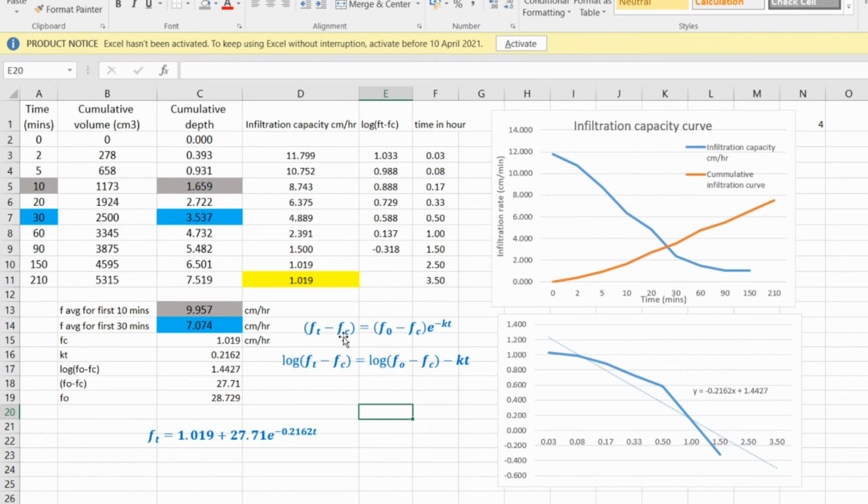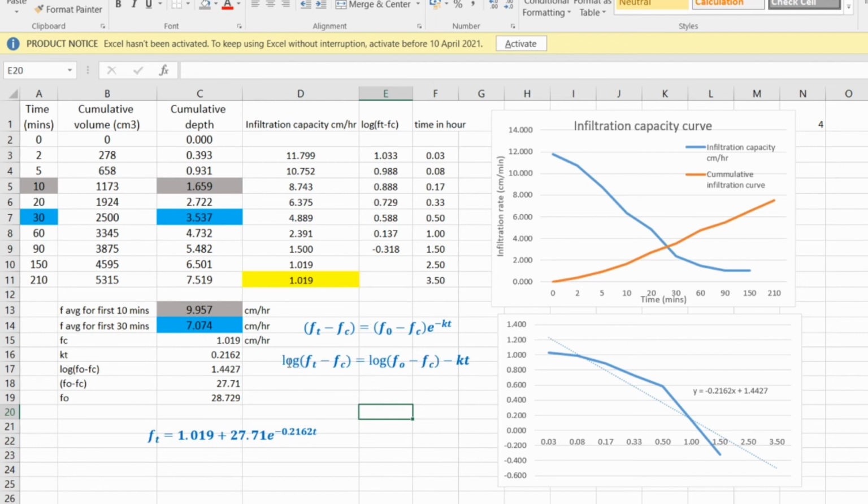Anyway, we know Fc, so I have written Fc over here. Fc is 1.019 centimeter per hour. So you know Fc. Now what is the next thing we need to calculate? We need to calculate F0 and the k value for this equation. If I know F0, Fc and k, I can formulate Houghton's infiltration equation. Now let us convert this non-linear equation to a linear equation by applying log to it. After applying the log, this is what my equation becomes.